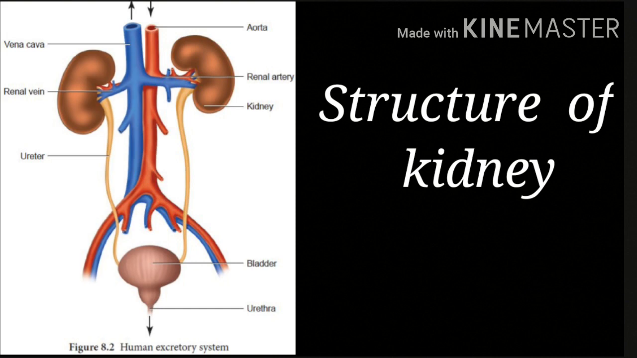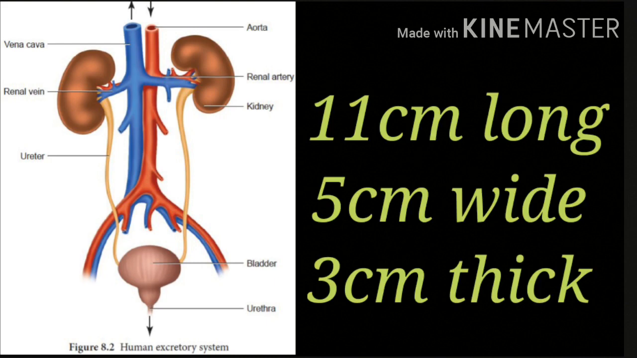The right kidney is placed lower than the left kidney. Why is the right kidney placed lower than the left kidney? Because the liver occupies the right side. What is occupied on the right side? Liver. Each kidney is about 11 cm long, 5 cm wide and 3 cm thick.